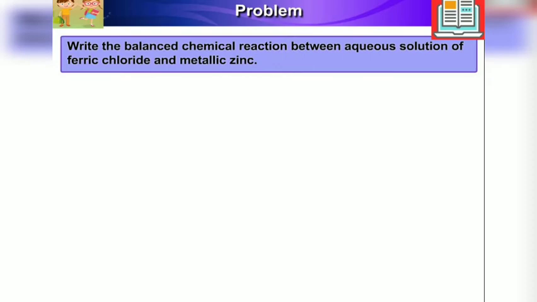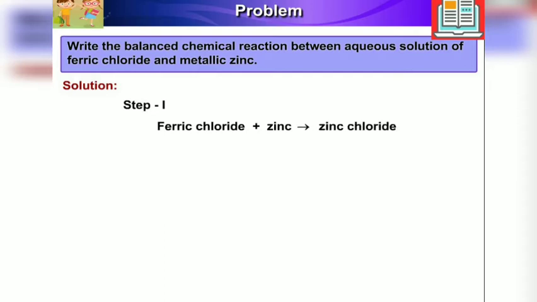Write the balanced chemical reaction between an aqueous solution of ferric chloride and metallic zinc. Solution. Step 1. Ferric chloride plus zinc gives zinc chloride plus iron. Step 2. FeCl3 in aqueous form plus zinc in solid form gives ZnCl2 in aqueous form plus Fe in solid form.